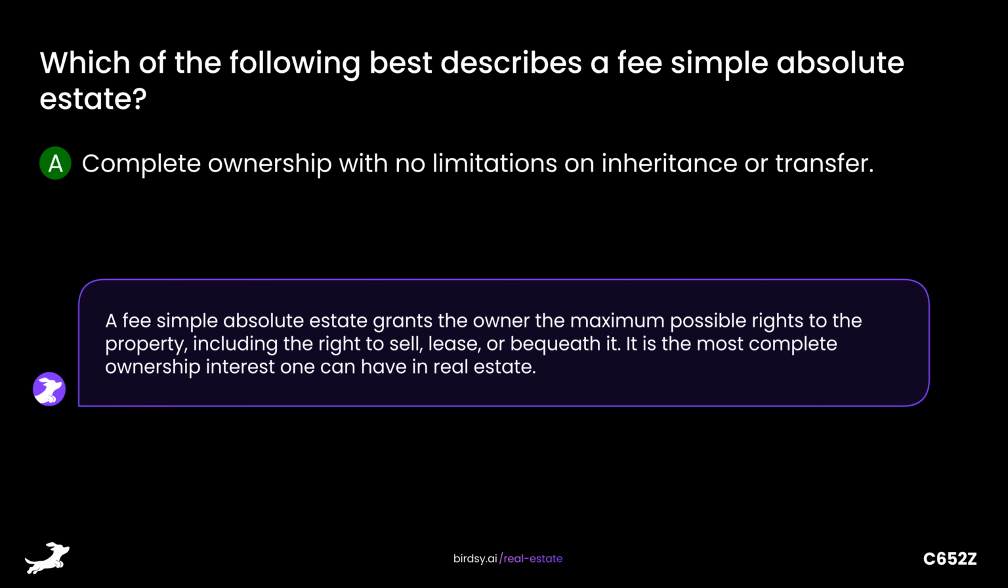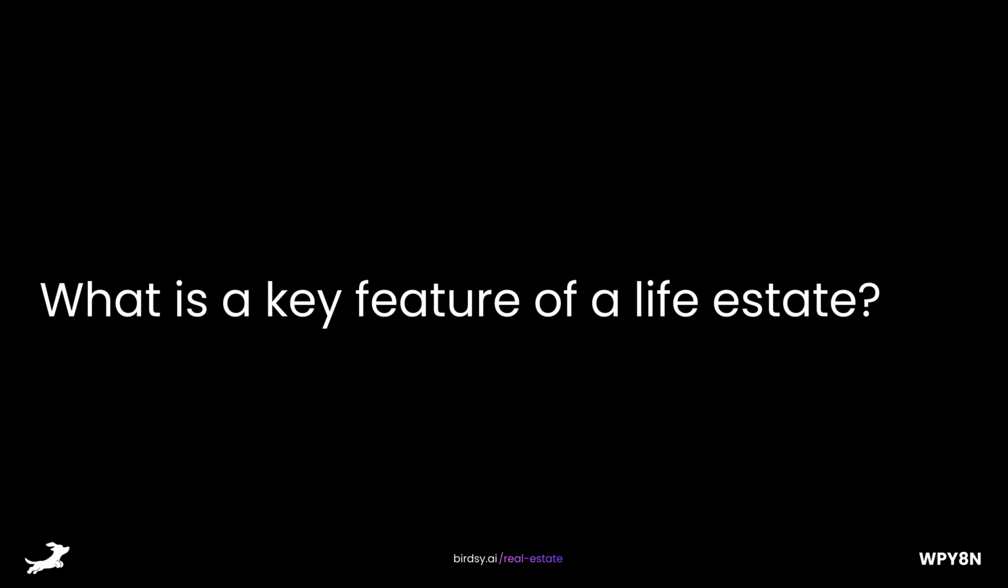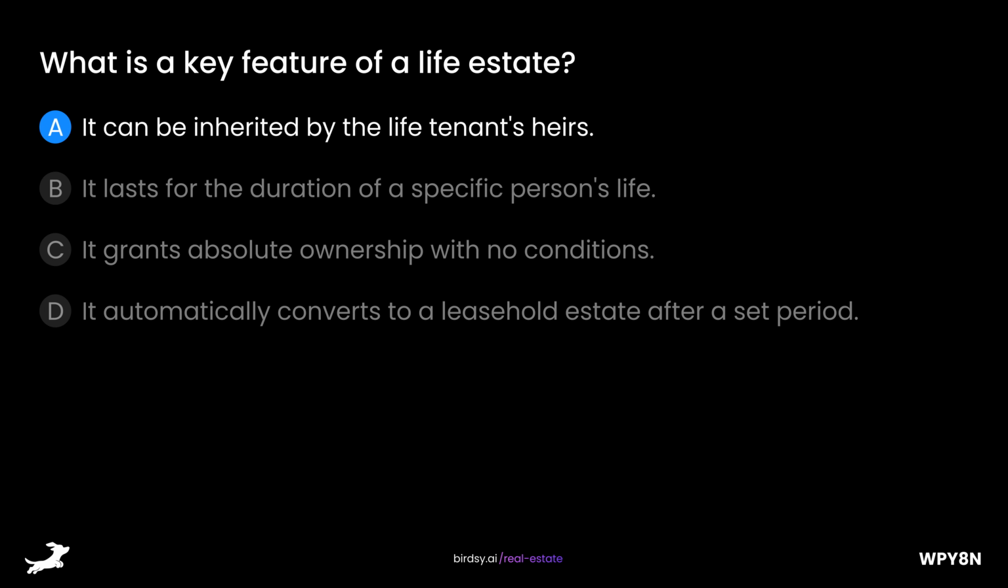A fee simple absolute estate grants the owner the maximum possible rights to the property, including the right to sell, lease, or bequeath it. It is the most complete ownership interest one can have in real estate. What is a key feature of a life estate? Is it A, it can be inherited by the life tenant's heirs, B, it lasts for the duration of a specific person's life, C, it grants absolute ownership with no conditions, or D, it automatically converts to a leasehold estate after a set period? The answer is B, it lasts for the duration of a specific person's life.